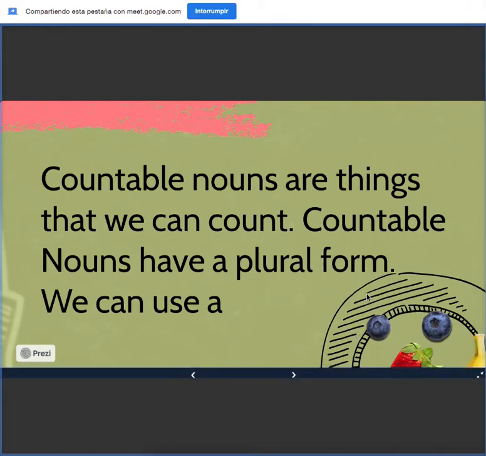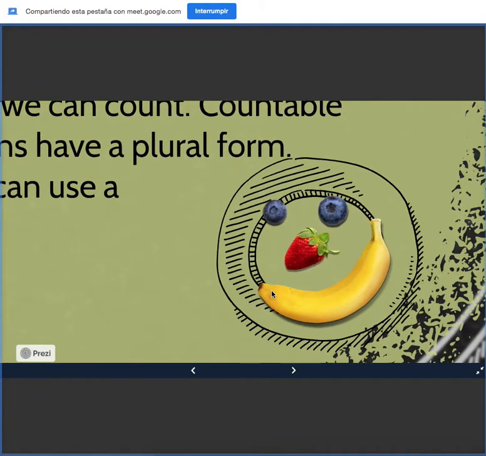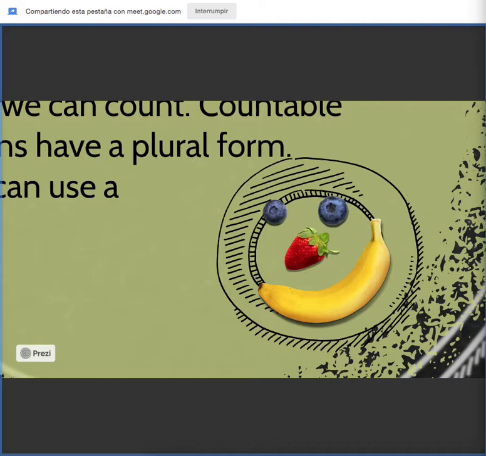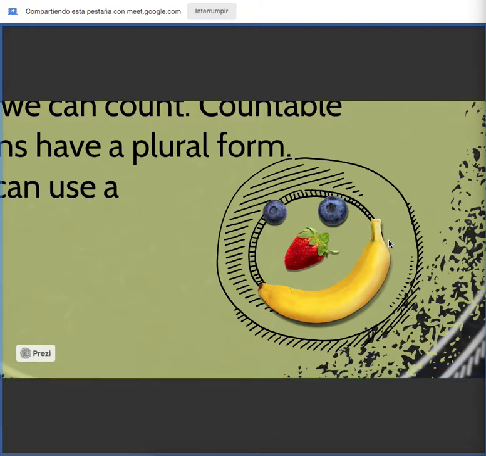So let's take a look at the image. What do we have in the image? What is this? Fruits and a face. You have fruits. Fresas. Can you count fruits? Yes, fruits are countable. So banana, bananas. Strawberry, strawberries. Berries, berry. Yeah, countable. Very good.